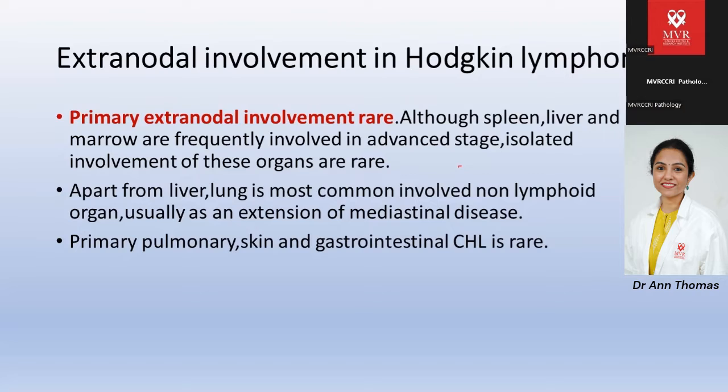But this was a case where bone marrow was involved, but at the same time, the patient had lymphadenopathy. So most of the time, when we see an extranodal involvement, the patient usually has involvement of other lymph nodes. It's usually a stage 4 disease. So primary extranodal involvement of Hodgkin lymphoma is very rare.